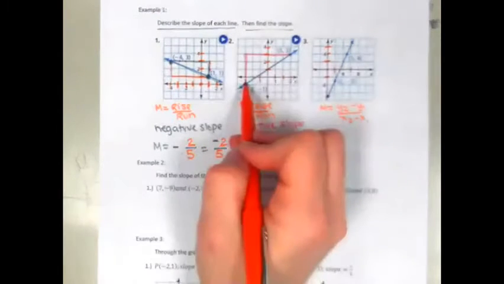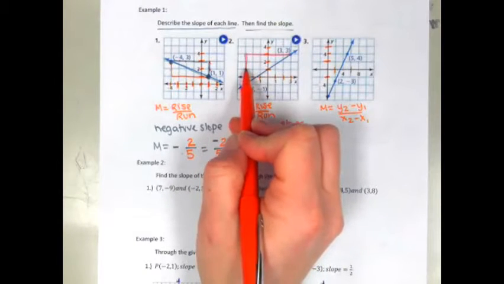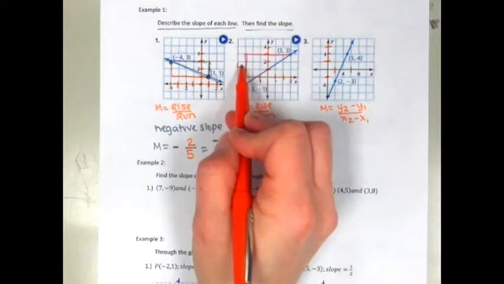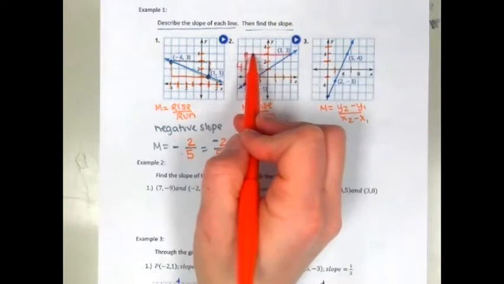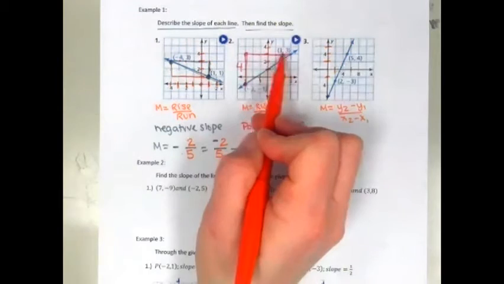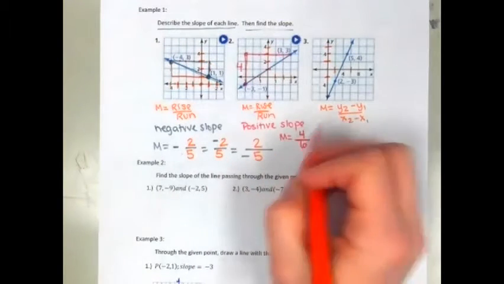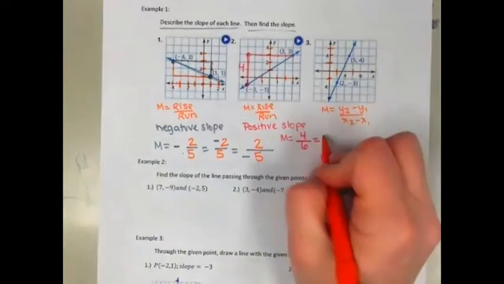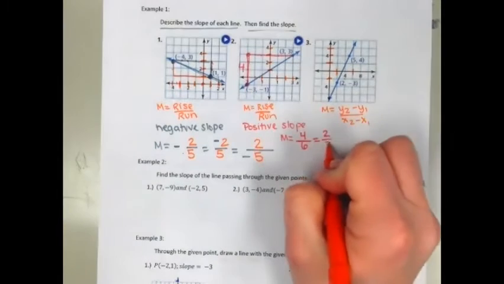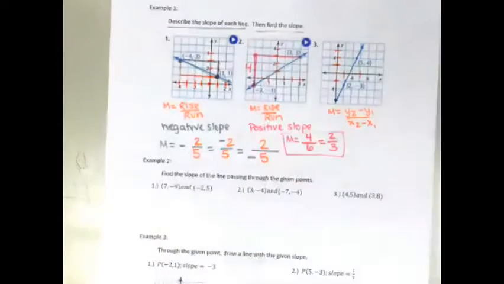How much do I rise? 1, 2, 3, and 4. So I rise 4. And how much do I run? 1, 2, 3, 4, 5, and 6. And now, can I simplify 4 over 6? Yes. And what does 4 over 6 simplify to? 2/3. So my slope is a positive 2/3.